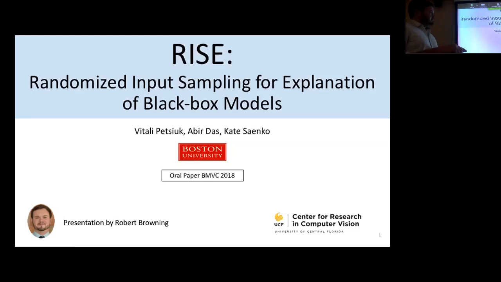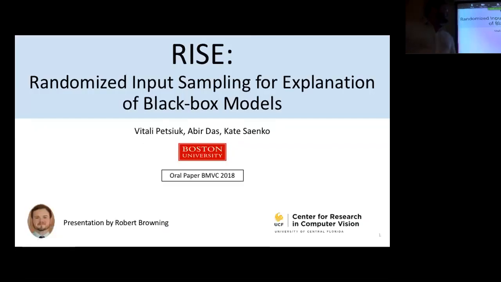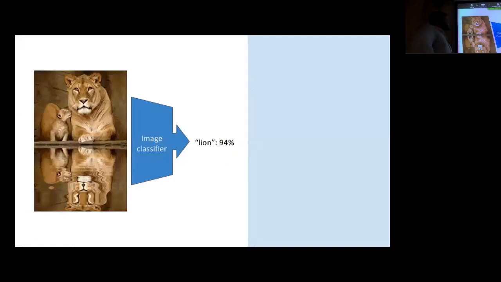So in general, the goal of this work is to tackle a problem that many of us have faced or asked at some point, for example, the age-old question about mirrors and AI and things of that nature. Here we're looking at a picture of a lioness and her cub, and we have this reflection on the water, and so we end up with this classifier, and it's giving us a 94% probability that we have a lion in this image.